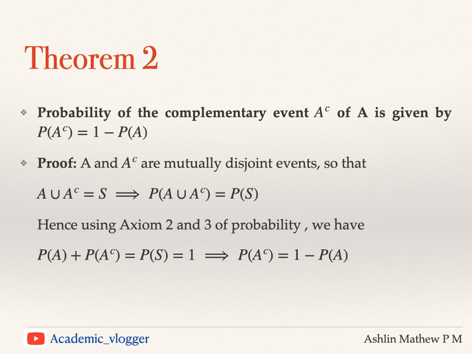So the probability of S is equal to 1, and using axiom 3, the axiom of additivity, we can write the probability of A union A complement as the probability of A plus the probability of A complement. From there we get that the probability of A complement can be written as 1 minus the probability of A. So this is a theoretical proof of how we write the probability of A complement as 1 minus the probability of A.